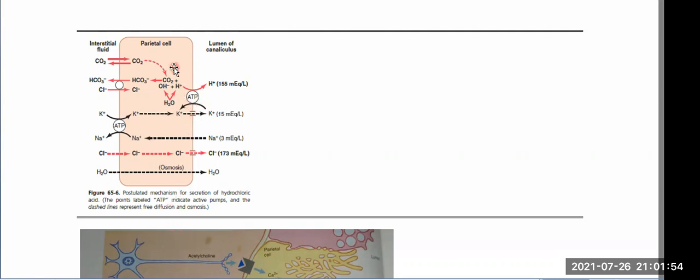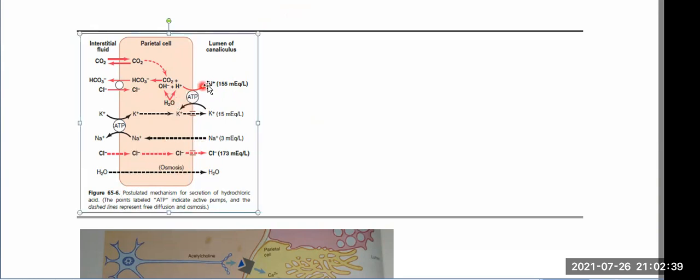Some ions will move out, some will move in. And this is achieved with the help of proton pumps, hydrogen potassium ATPases, that help in the active transport of potassium ions and hydrogen ions. Active transport of hydrogen ions into the lumen while bringing potassium ions into the cell. It's done with the help of the proton pumps. So hydrogen ions from water will move out, and in turn potassium ions will move inside the parietal cells.